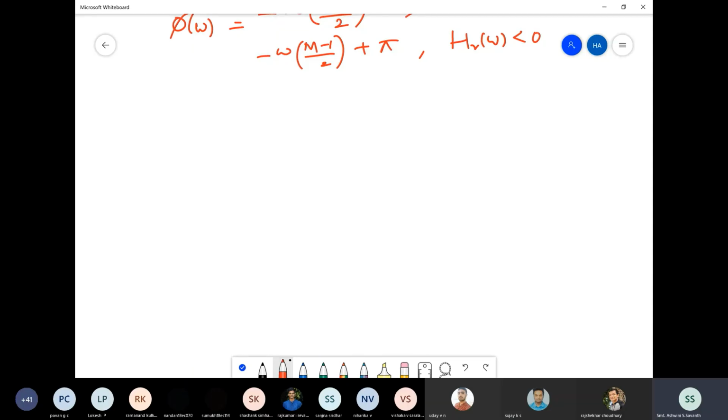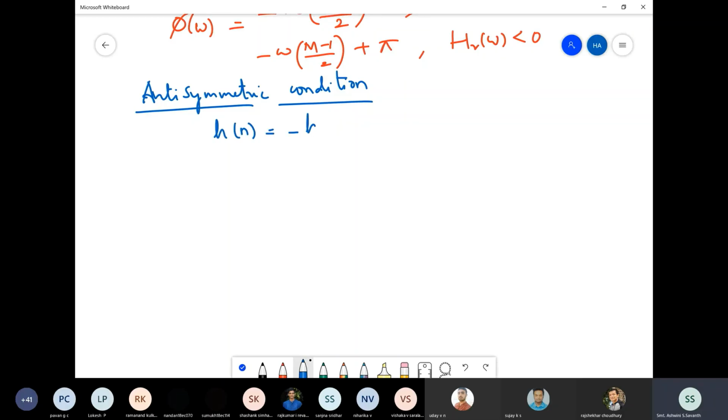Okay, so the anti-symmetric condition of the impulse response. So when do we say it is anti-symmetric? If h of n is minus h of (M minus 1 minus n). It is anti-symmetric about the midpoint. So what is the midpoint? It is at (M minus 1)/2.